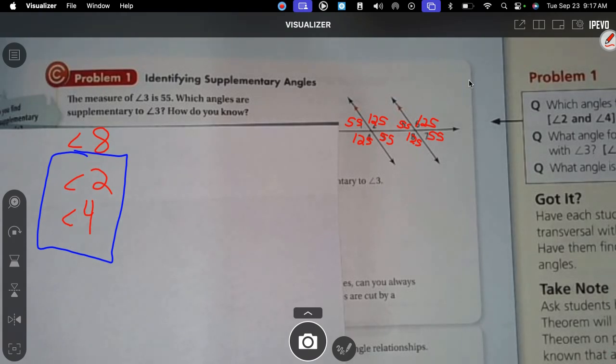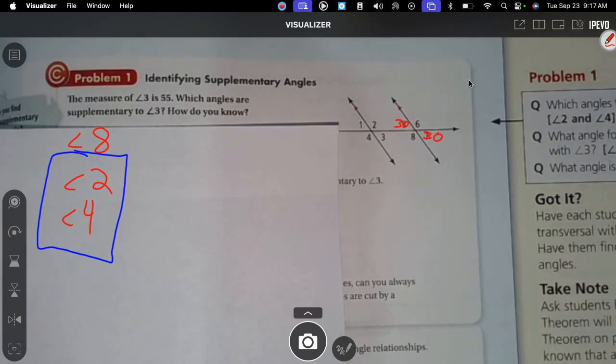Okay, does everybody kind of understand this? It's the same pattern every time with the transversal. But what we know is same side interior angles add to 180. Does this make sense? Okay, look, let's do 30. Pick a number, 1 through 8. 7. Okay, angle 7 is 30 degrees. What other angles are 30 degrees? Angle 5.